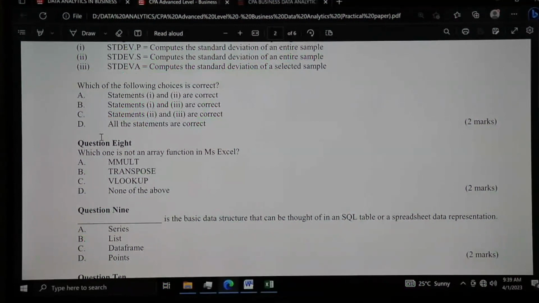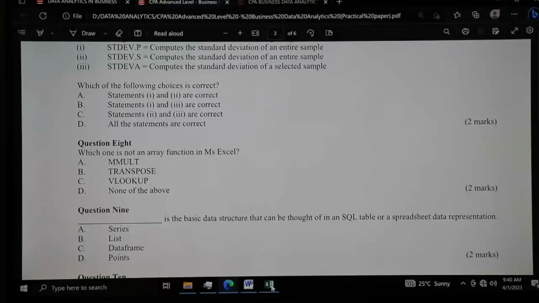So most of these functions actually include the array. Multi function, this will include, is actually an array function. The transpose will help us to convert an array of columns into rows. That means a group of cells from either rows to columns or columns to rows. The VLOOKUP will always work with an array.